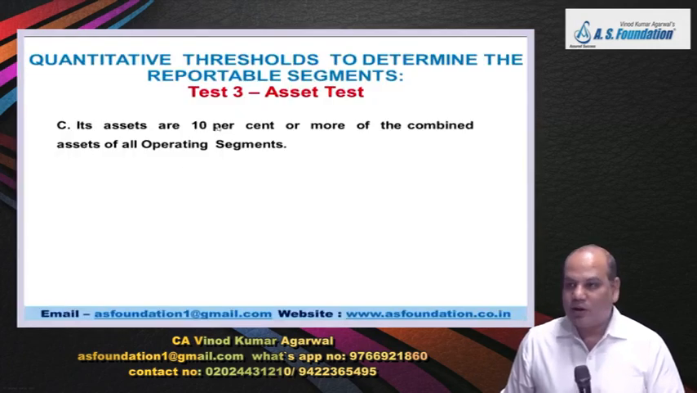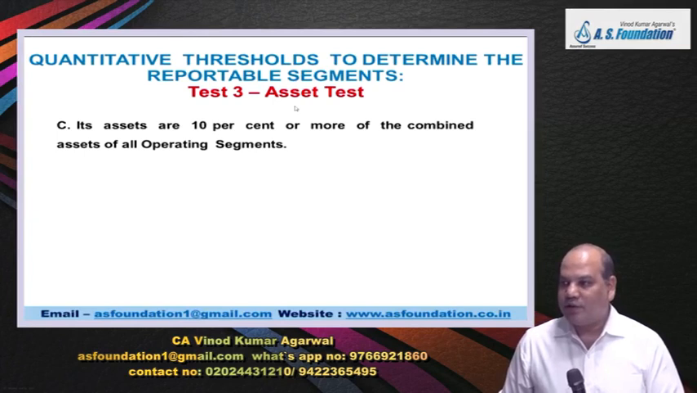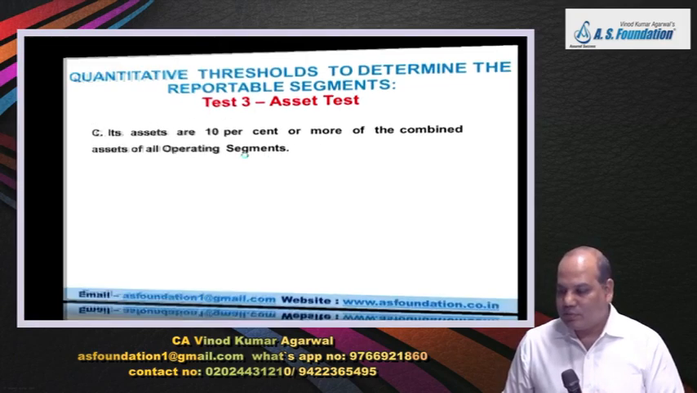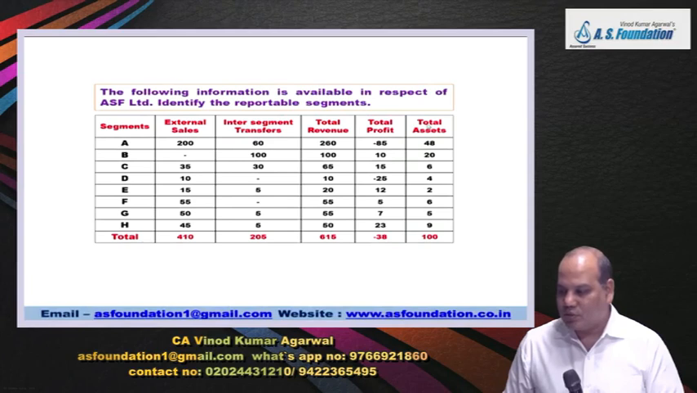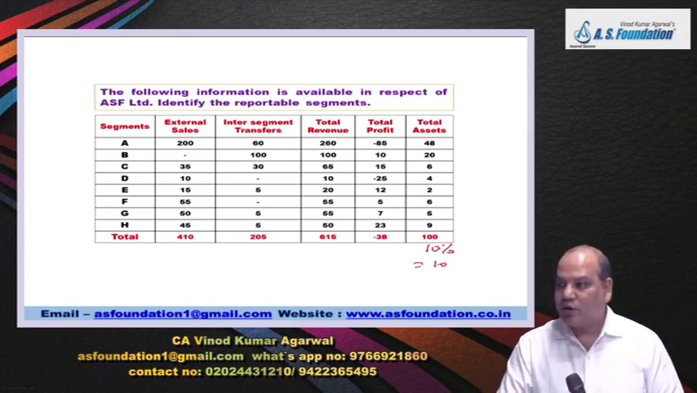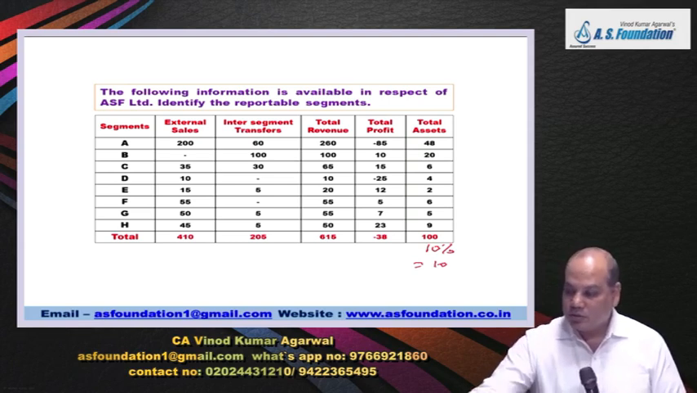Then you apply the third test. We will call it asset test. This is the simplest. The segment asset is 10% or more of the combined asset of all operating segments. Same example again. Go to the last column, which is total asset. Total asset of all segments is 100. 10% of 100, 10. So if the segment asset is 10 or above, it is a reportable segment. Only A and B.